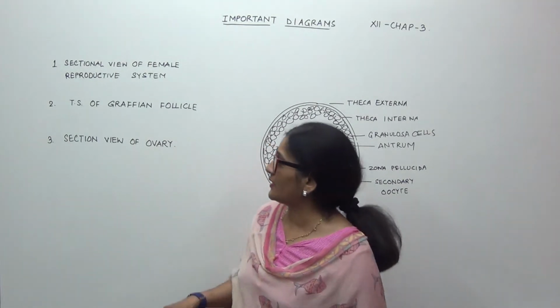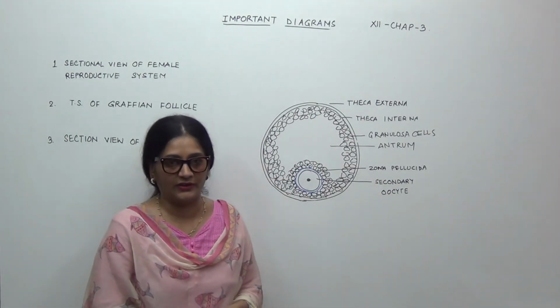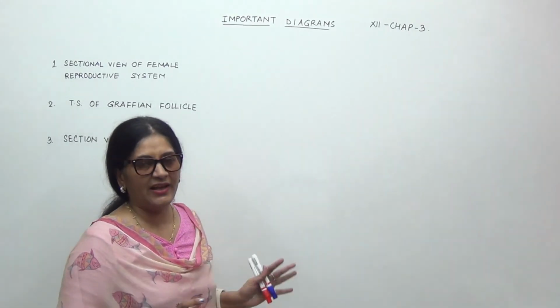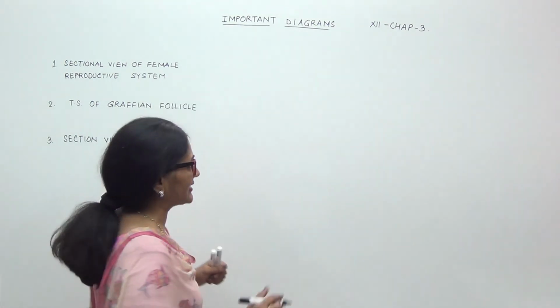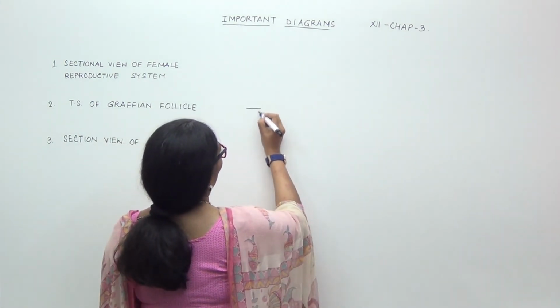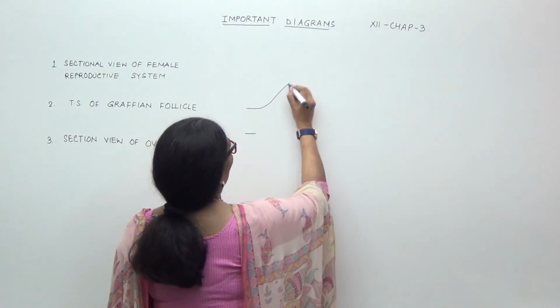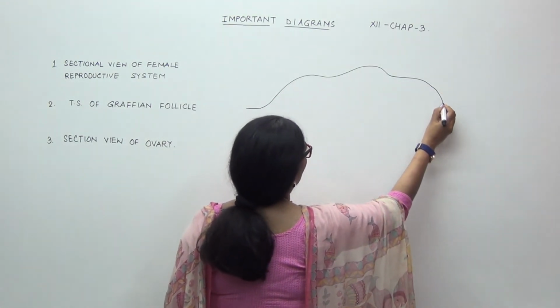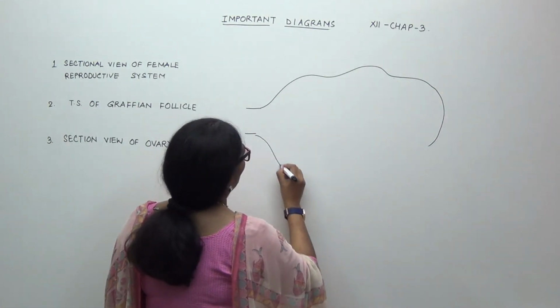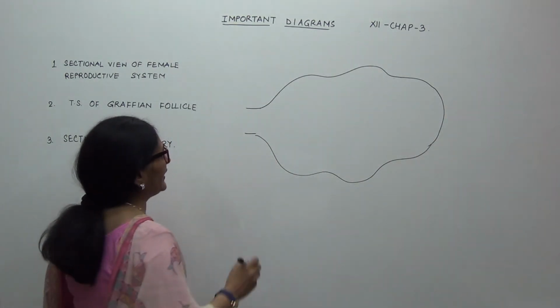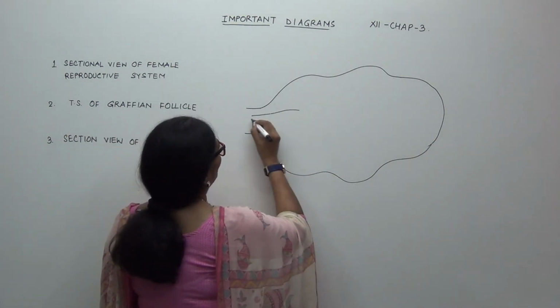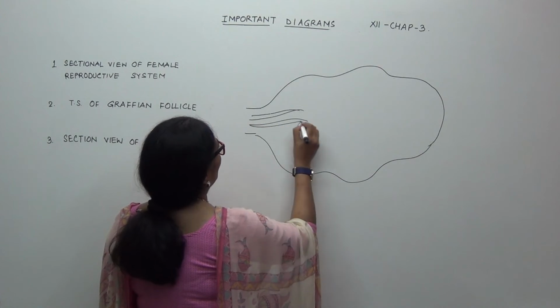Now we'll go for the last diagram, that is the sectional view of ovary. To make it, I'm giving you a very quick method. You need not follow NCERT as it is. I'm going to make this region a little thin, and here give 2 bulges, and here again 1, and 2 bulges here as well, and I'm just going to join it. Now here you have a lot of blood vessels.